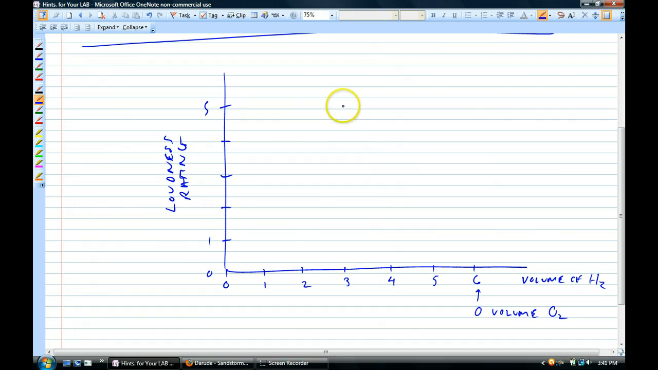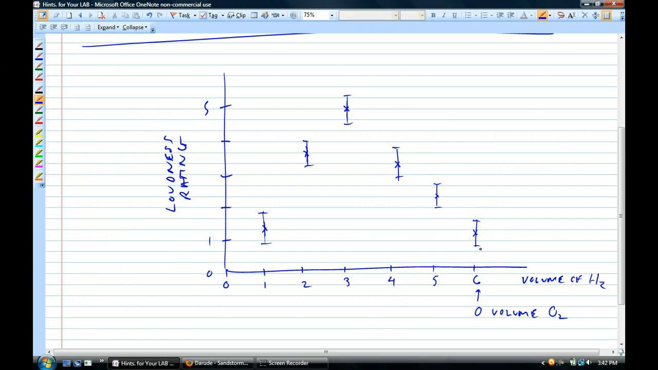Now, let's just say that my data looked something like this. I'm not saying your data's going to look like this, but just hypothetically speaking. All right, and I'm going to put some error bars on here. Yeah, let's move this one down a little.